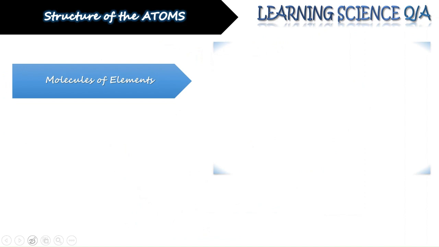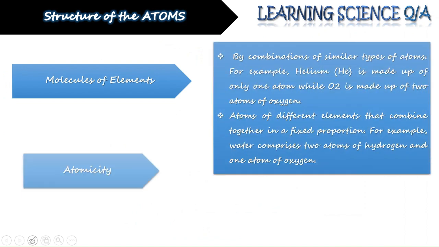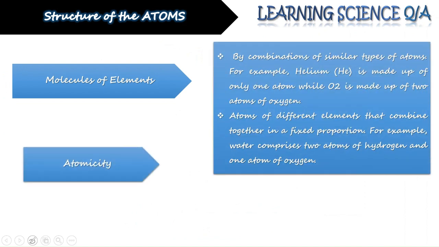We have already seen the atomic numbers of different elements during our last lecture. Now today we are going to start with the molecules of the element. An element can form molecule in two different ways.